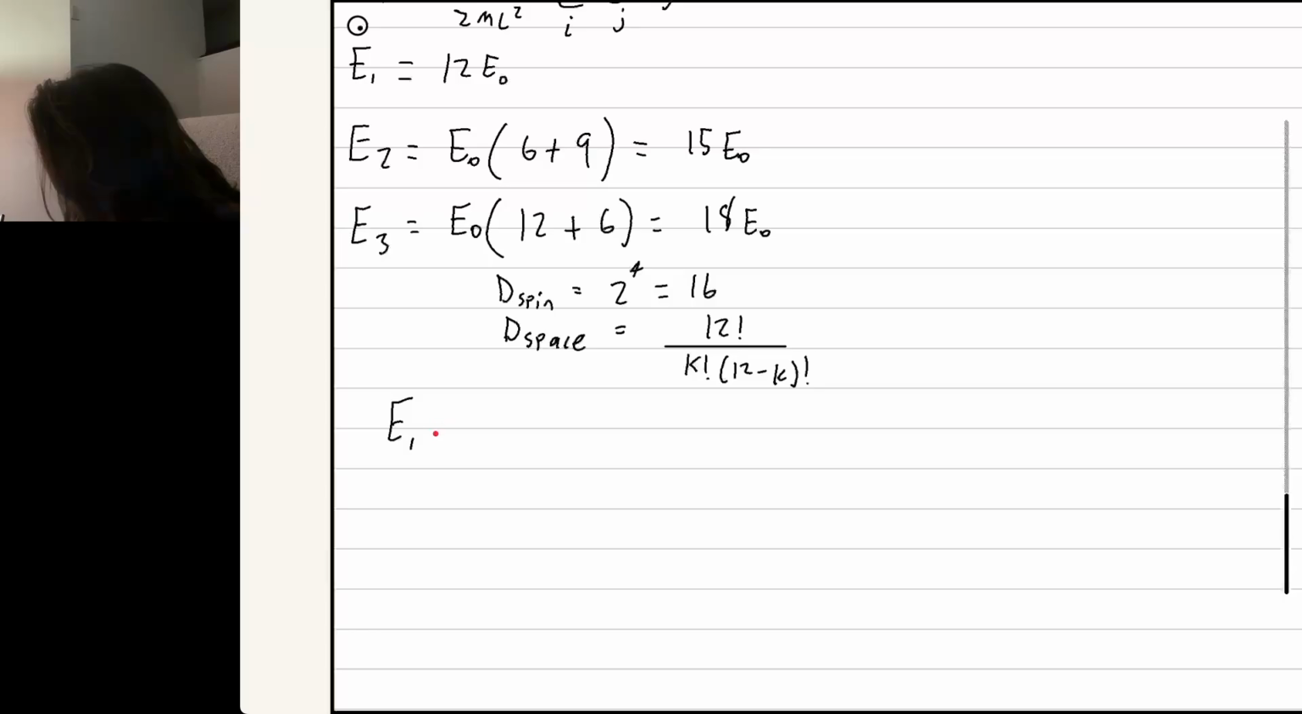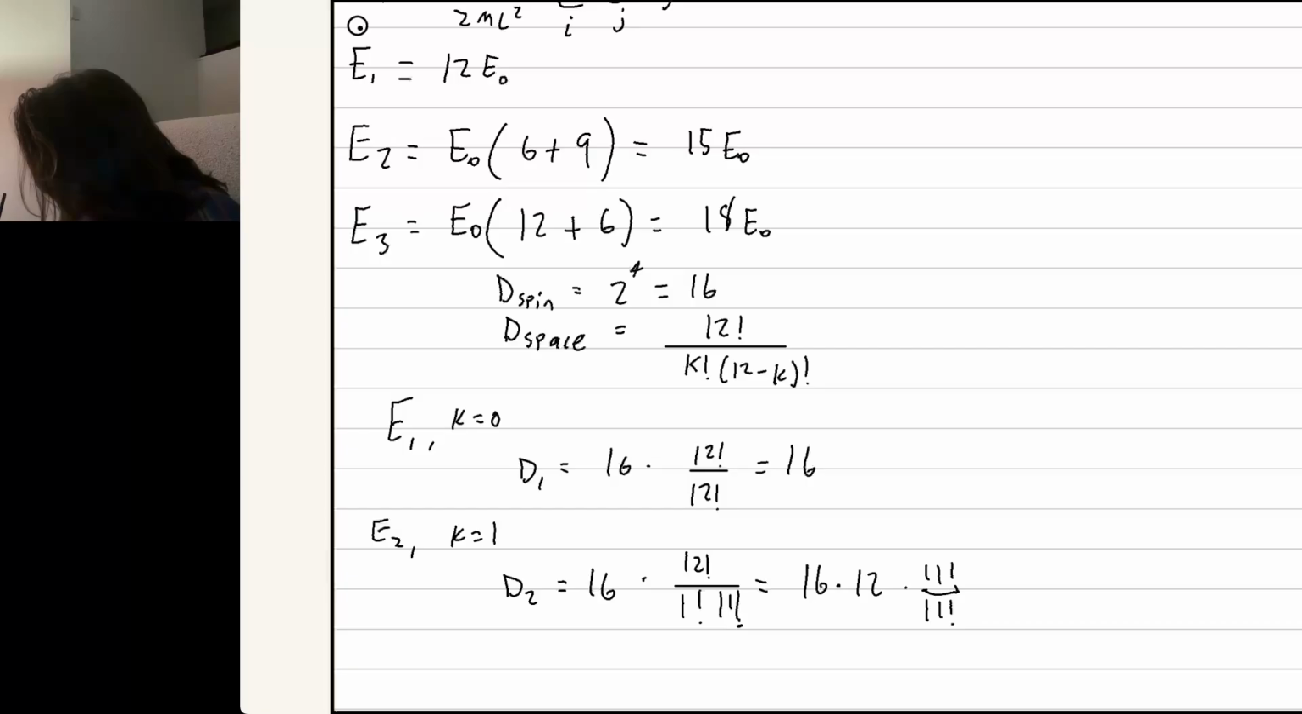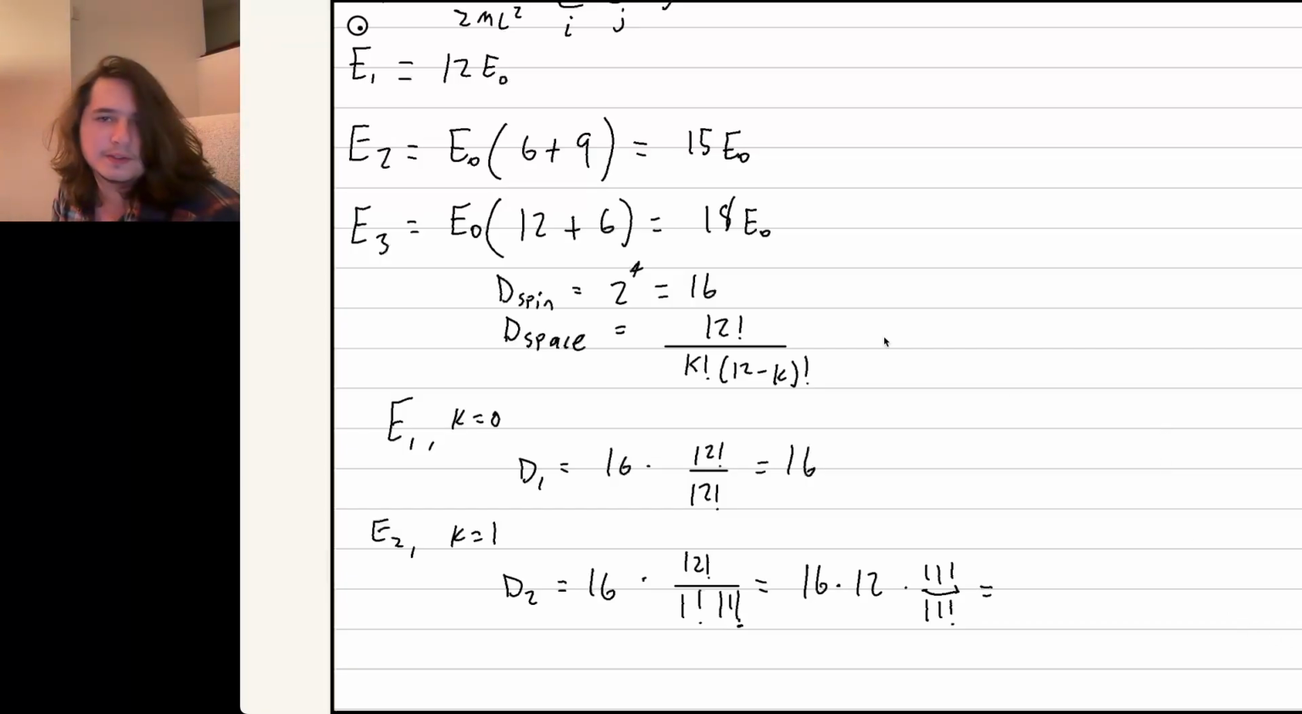Okay. E1, k is equal to 0. So D1 is 16 times 12 factorial over 12 factorial, which is just 16. E2, k is equal to 1. D2 is just 16 times 12 factorial over 1 factorial times 11 factorial, which is just 16 times 12 times unity, which is 192. 192.